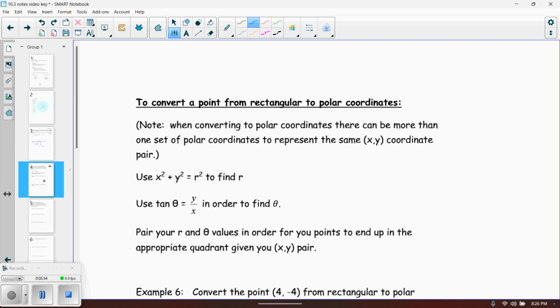Similar idea. It all stems from the triangle, but you need to find a way to find r and theta if you're given x and y. Well, if you use the Pythagorean theorem, x squared plus y squared equals r squared, and again, that stems from that right triangle that we created in the circle, then you can find r. You could actually use several of the different trig functions here, but tangent's the easiest one to use because it involves the opposite and adjacent side, which is a y and an x. So tangent of theta is y over x, and you can use that to find theta.